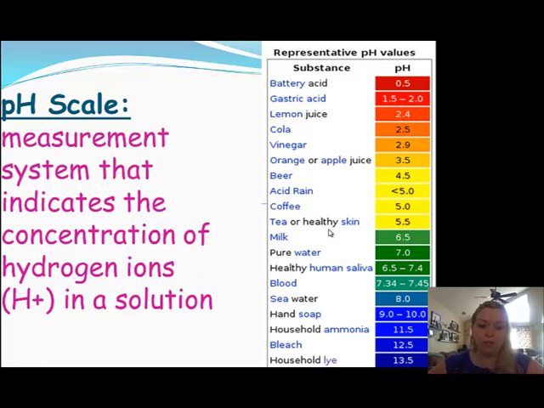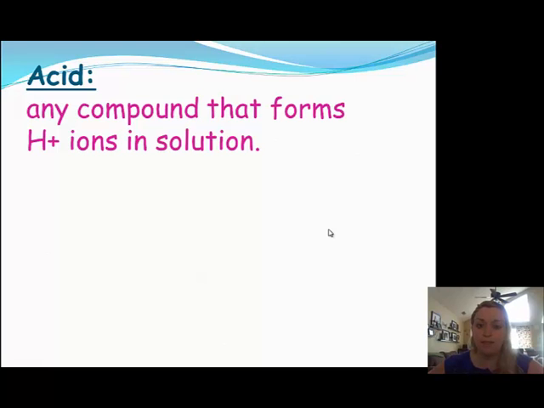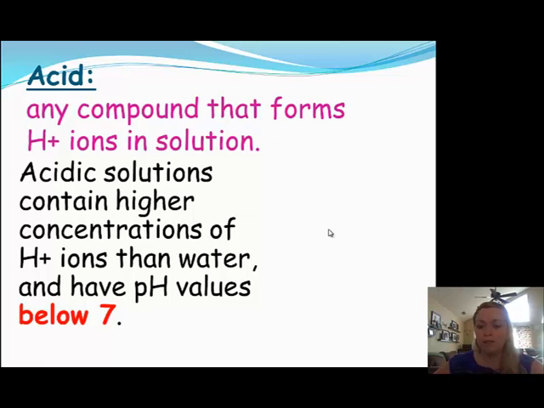Now, the pH scale is just a measurement system. It indicates how many hydrogen ions are in a solution, or the concentration of those hydrogen ions. Now, an acid is any compound that forms hydrogen ions in solution. Our acids on that scale are going to be the solutions that have pH values below 7. So anything from 0 to, let's say, 6.5, that's a good number, are going to be considered acids.